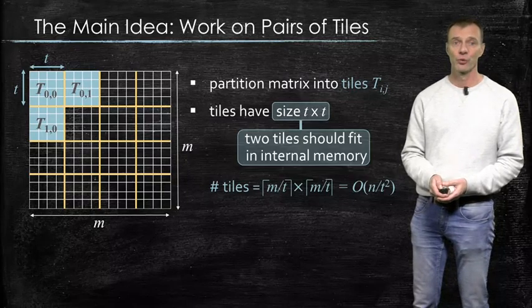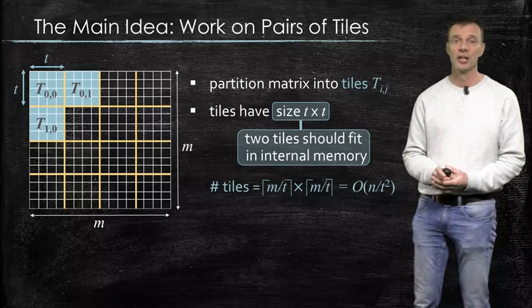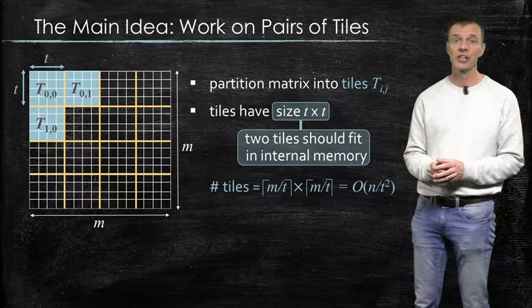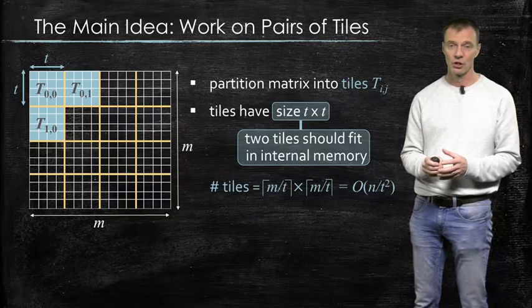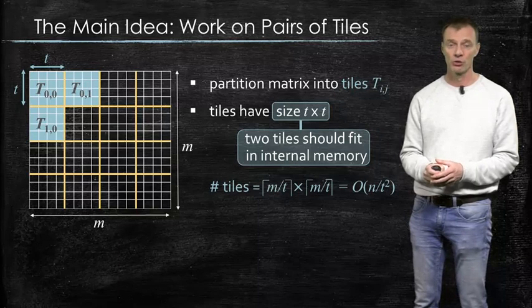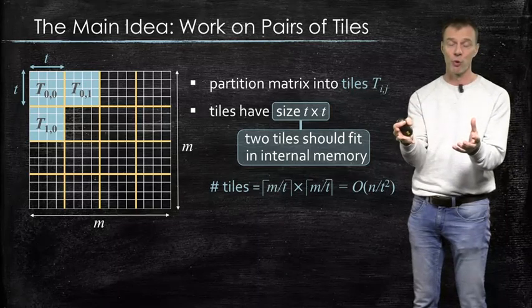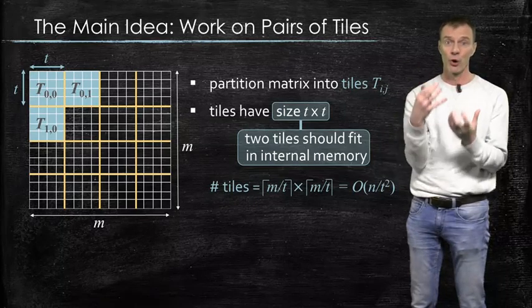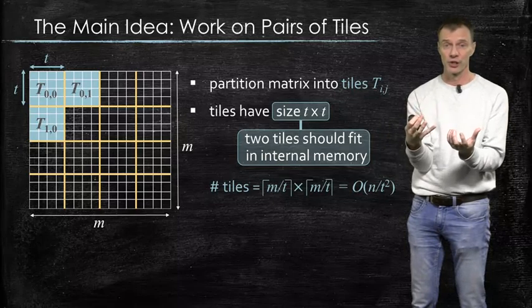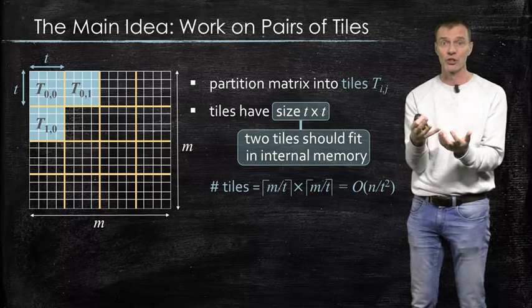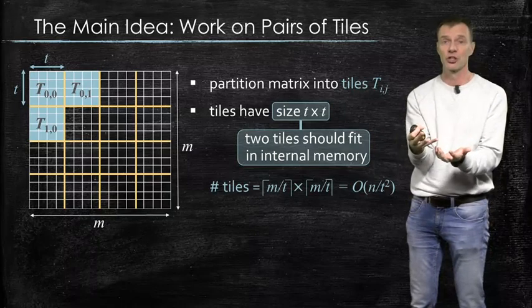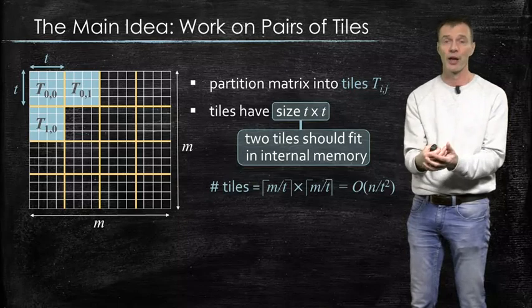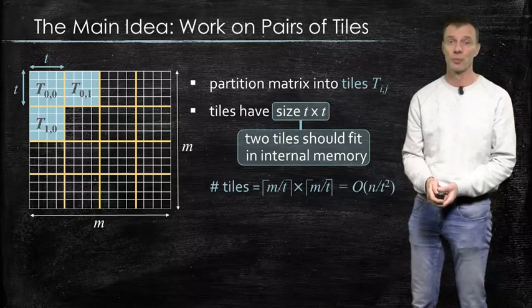And the main idea is the following. I'm going to choose this t in a clever way, namely such that two tiles together completely fit into the main memory. Why is that good? Well, if I have to swap the elements of two tiles, I can read both tiles into the internal memory, they fit completely, then swap all the elements, so I'm doing a lot of work without any additional I/Os, because everything now fits in the internal memory. After swapping everything, I write the two tiles back.